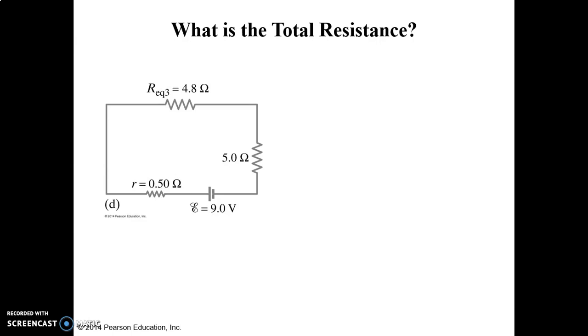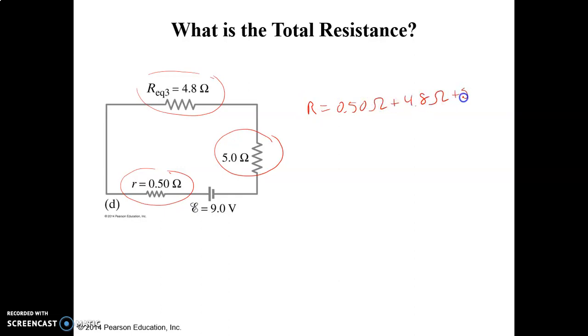We'll give them that. All right, now you see that all that's left are 3 resistors all in series with each other. And so now the total resistance is going to be 0.50 ohms plus 4.8 ohms plus 5.0 ohms. So adding all that together, that should give us 10.30 ohms. Double checking on my calculator, making sure I did my math right. 5 plus 4.8 plus 0.5 gives me 10.3.